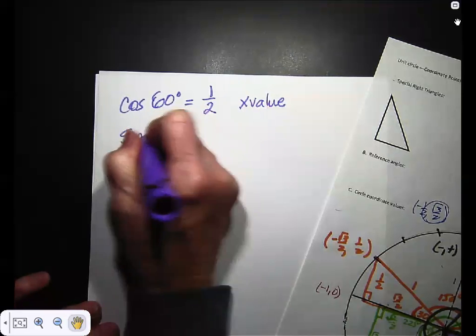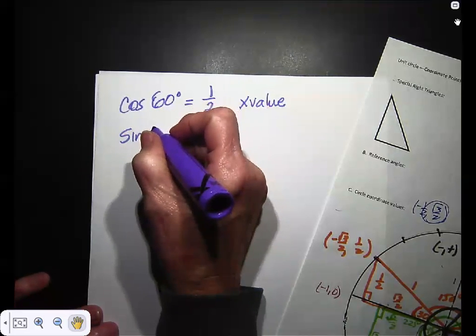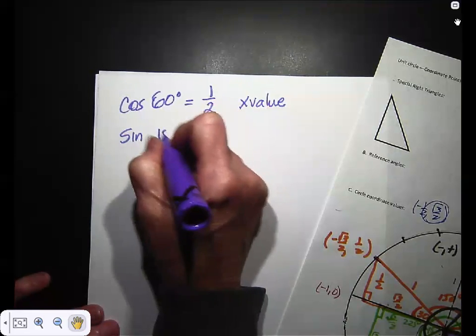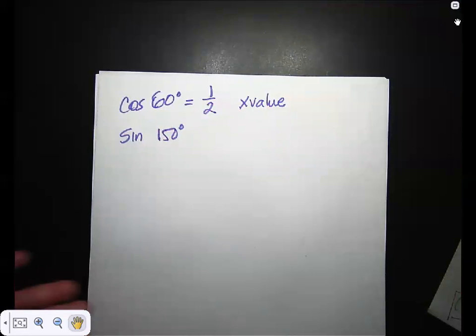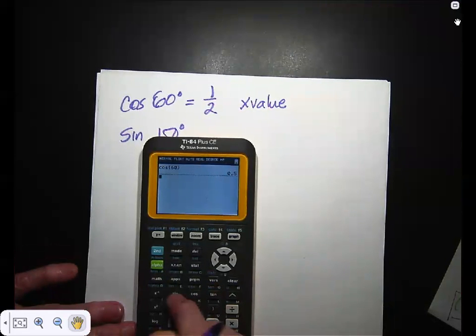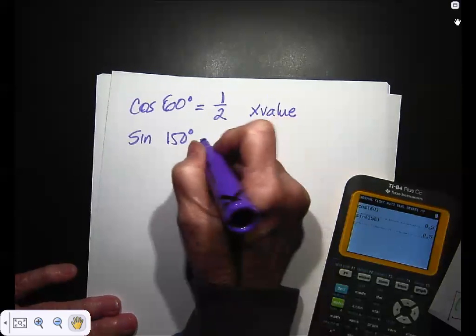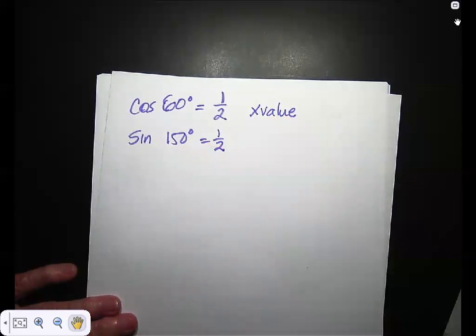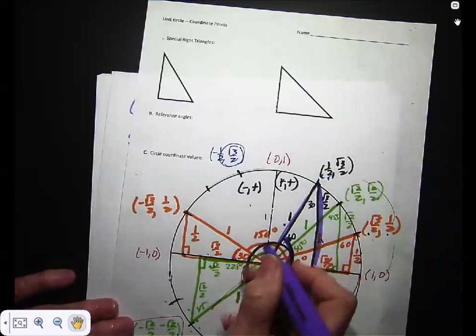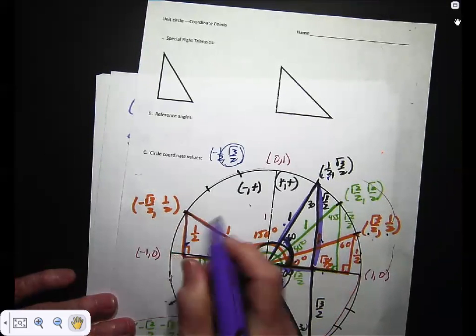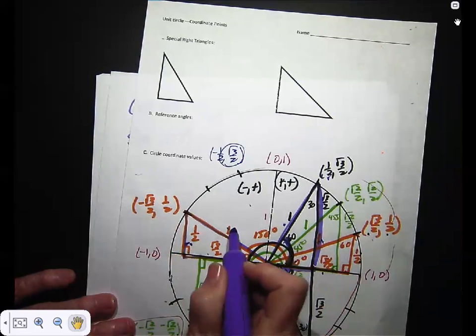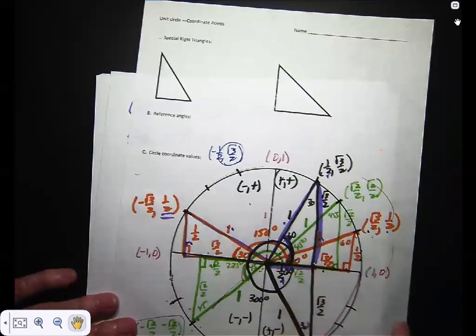If I said, what is the sine of 150 degrees? I could take my calculator and input sine of 150, and I get that is also 1/2. Now if I look at my triangle from yesterday, 150 was here. Sine is opposite over hypotenuse. So 1/2 divided by 1 gives me 1/2, which is the y value.